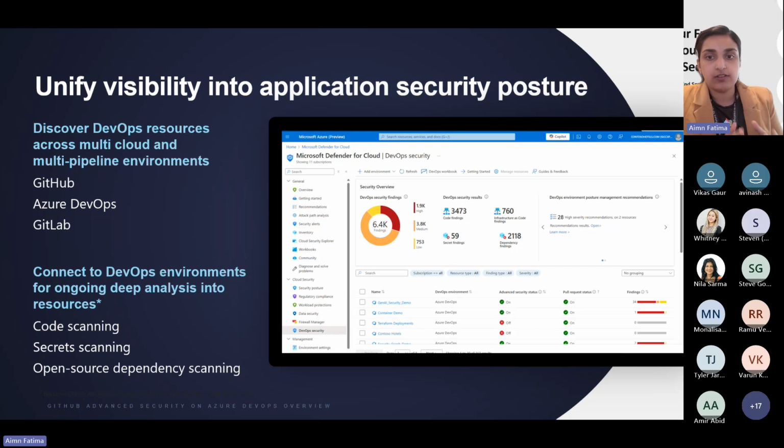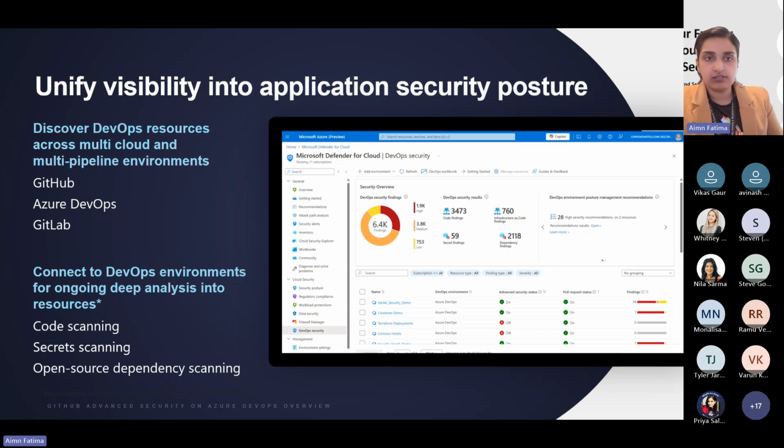Now, this means that your security system can get a complete and holistic view of both your cloud and DevOps inventory within one single user interface, something similar to what you see on the screens in front of you. By combining these environments, we solve the problem of fragmented visibility, allowing you to look at your entire security posture a lot more holistically. And once your DevOps environments are connected, Defender for Cloud can auto-configure a number of scanners. So these include scanners for code, for secrets, and for open source dependencies.